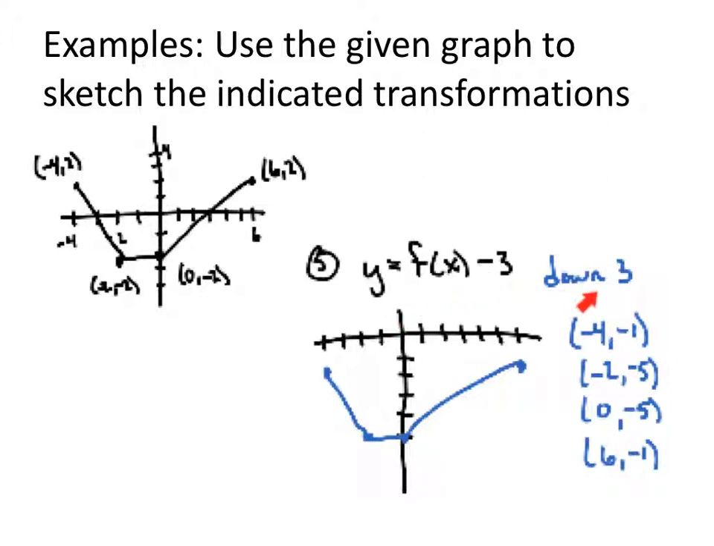F of x minus 3 is down 3. I keep the same x values. I subtract 3 from my y values, from the given points. Subtract 3 to get the new coordinates.